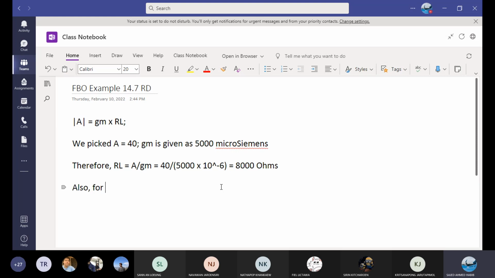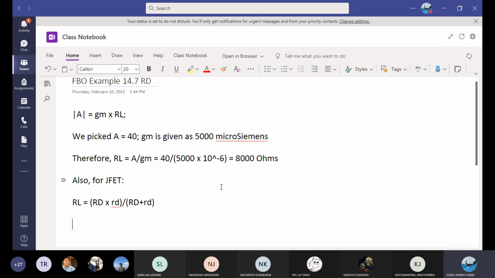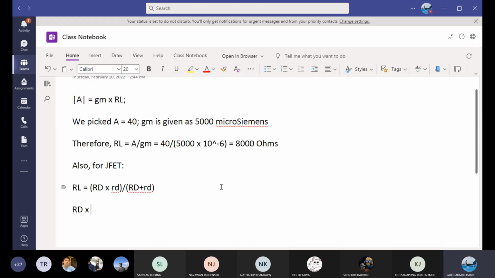Also, for the JFET, RL equals RD times small rd, the parallel resistor, divided by RD plus small rd. Simple mathematics. Your equation is like this.